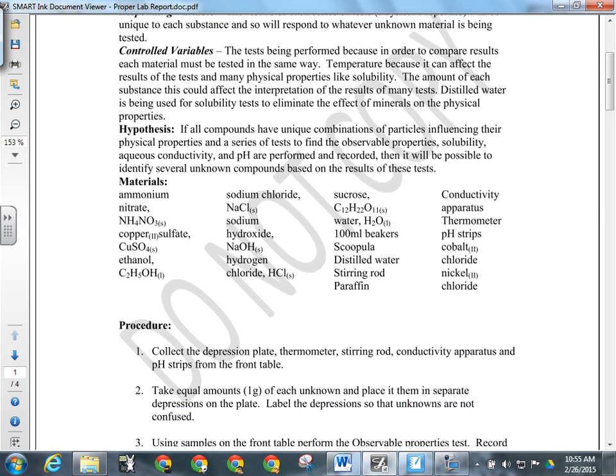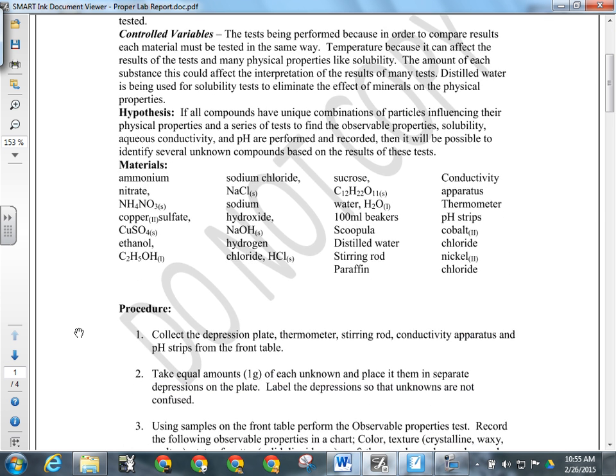All right, what 3 words does your hypothesis need to contain? If, and, then. In the if part of your hypothesis, you need to talk about the premise that you're working on, the idea you're trying to prove, the answer to the problem, something like that needs to go in the if part. The premise here, all things have unique physical properties. So, if all things have unique combinations of particles influencing their physical properties, I would have been satisfied with if all things have unique physical properties.